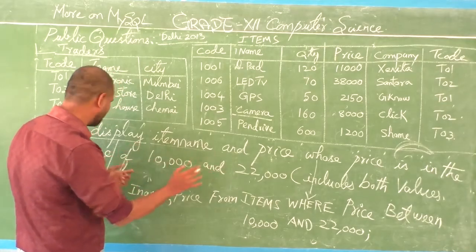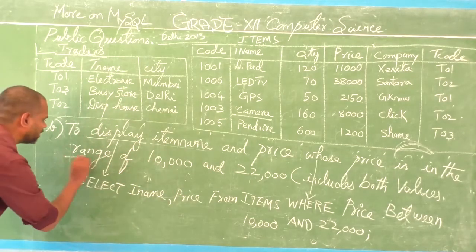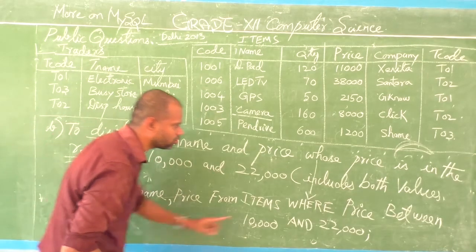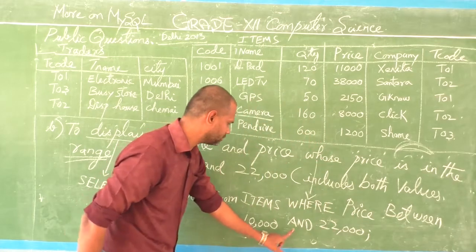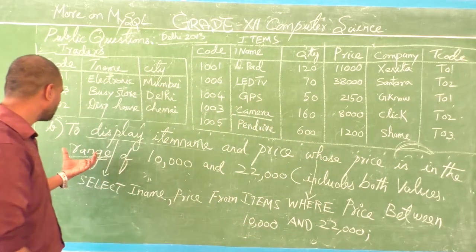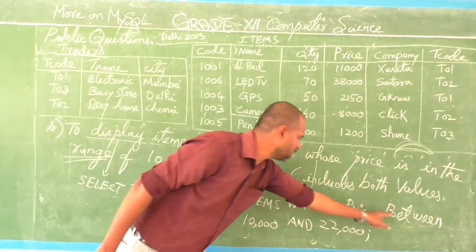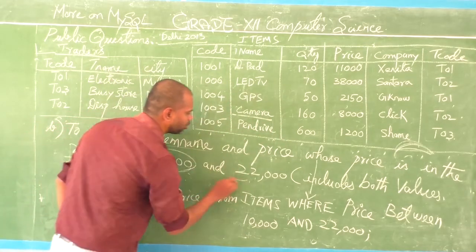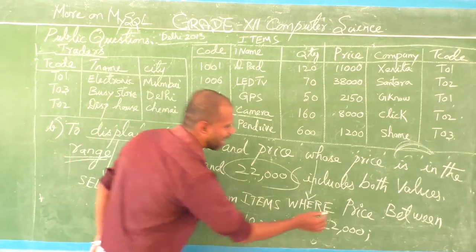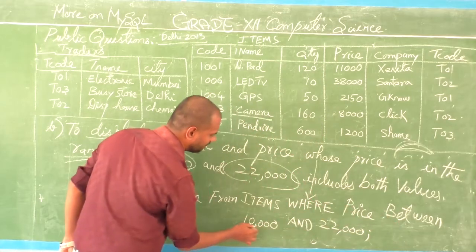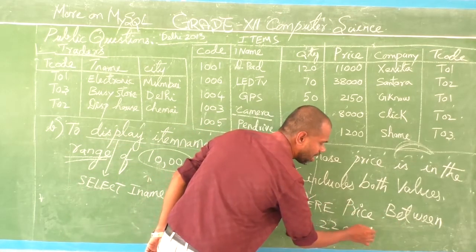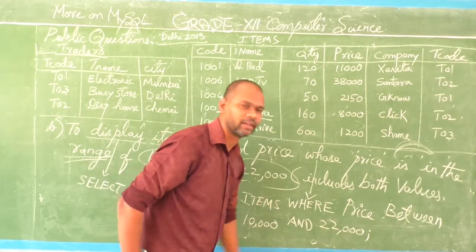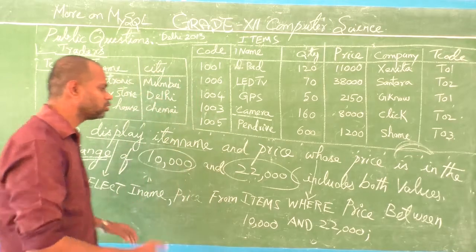If they gave any range, instead of a range you have to use BETWEEN and. Whenever you see a range, you have to use BETWEEN and. So what price did they give? 10,000 and 22,000. So simply you write after price: BETWEEN 10,000 AND 22,000. At last, don't forget to put the semicolon. Got it? So please note down the answer.